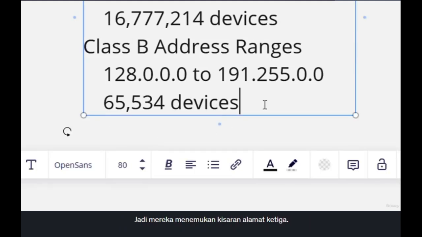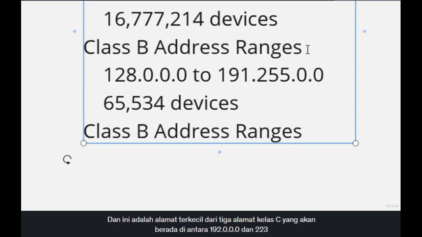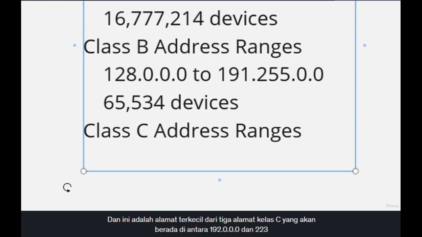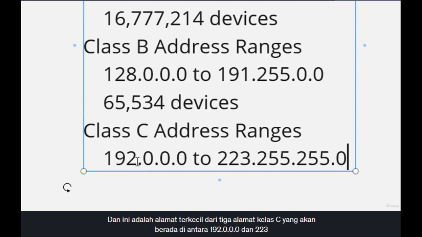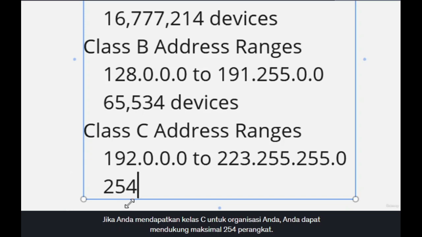So they came up with a third range of addresses, the Class C address ranges. And these are the smallest of the three. Class C addresses are going to fall between 192.0.0.0 and 223.255.255.0. And each one of these address ranges, if you get a Class C for your organization, you can support a maximum of 254 devices.